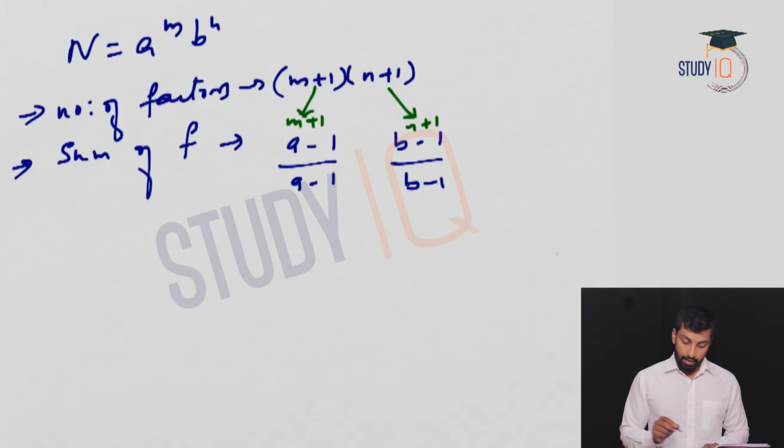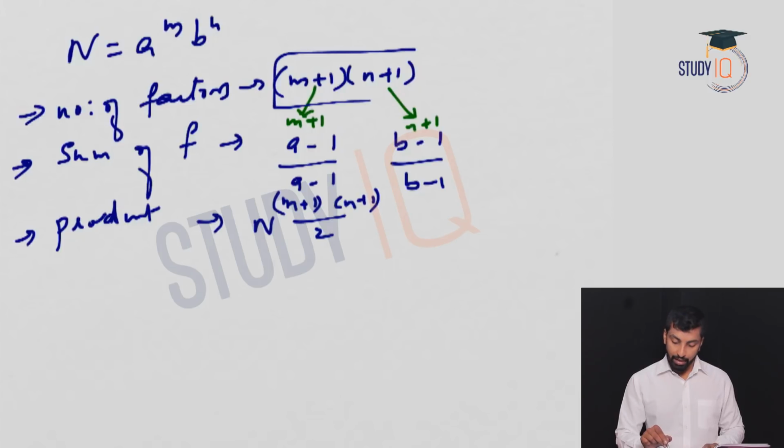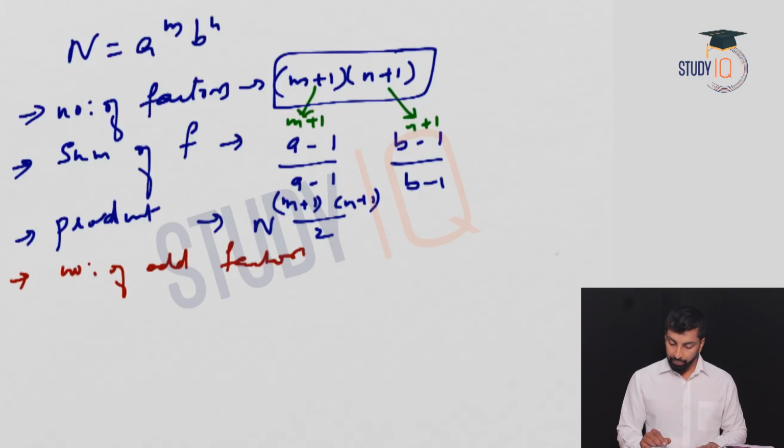That's it. Then we have seen the product of factors, right? So that is nothing but the number raised to m plus 1 into n plus 1 divided by 2. That is nothing but the number of factors, right? Then we have seen how to find the number of odd factors. What you will do? You will remove the 2. Then you can apply the formula of number of factors. Then we have seen the number of even factors.